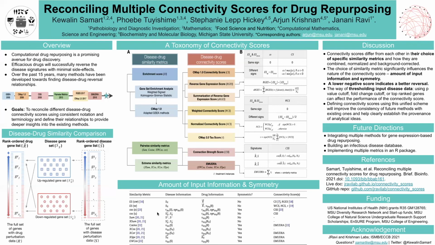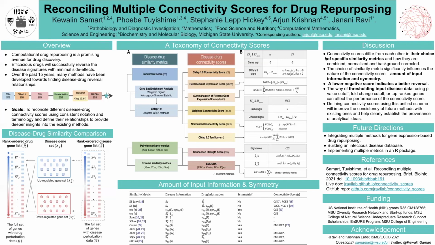We also noticed that each of the similarity metrics that have been proposed in the past decade requires a different amount of input information, and depending on the disease and drug information that they require for the input, those choices also influence the symmetry property of each of the metrics. The one with symmetry property means that we can use that metric to calculate not only disease-drug association score, but also disease-disease or drug-drug association score as well.